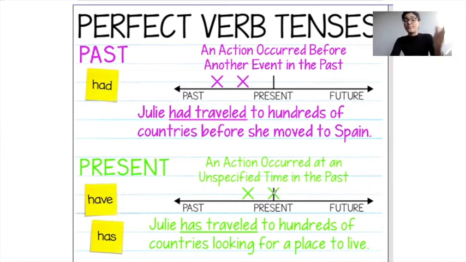And you also have the present perfect verb tense, which is an action that took place at an unspecified time in the past. So we don't really know when it happened, but it definitely did happen sometime in the past. For example, having the words have and has in it, an example of a sentence in the present perfect verb tense is Julie has travelled to hundreds of countries looking for a place to live.